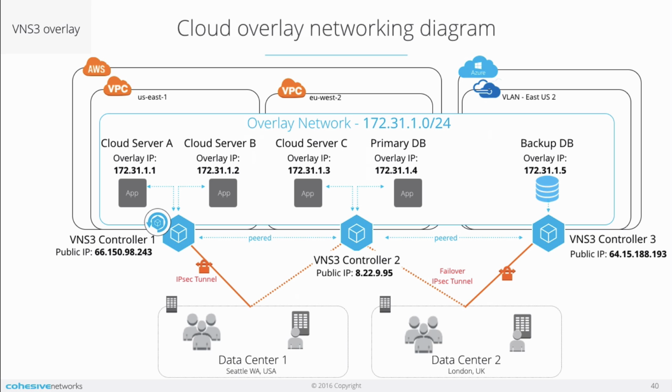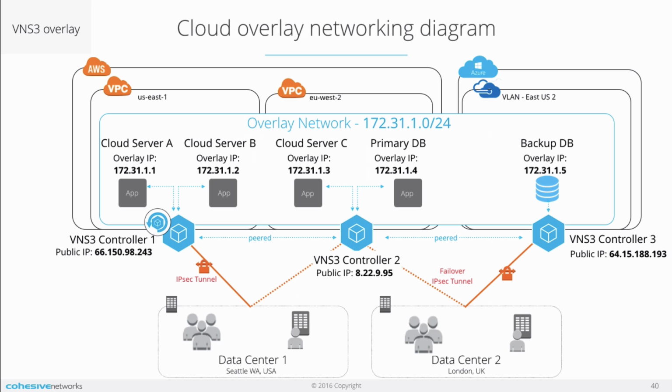We have 2 locations, one in Seattle, Washington, and one in London. They're connected via 3 VNS3 controllers that have 3 separate public IP addresses that connect through both a public and private IP address for connectivity, and those connect through our cloud-based applications.